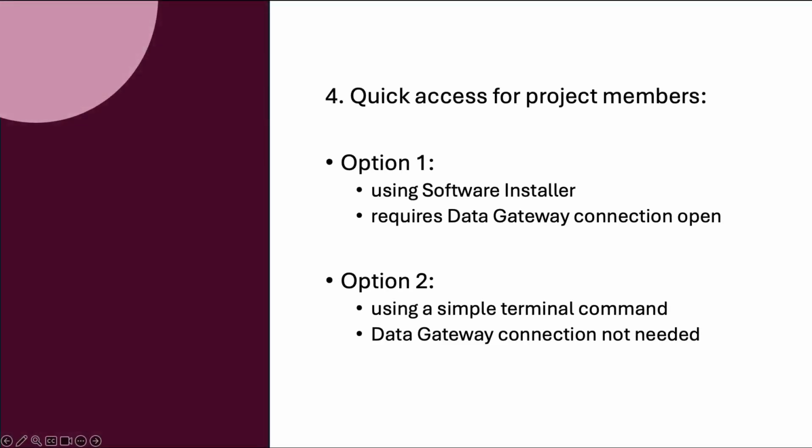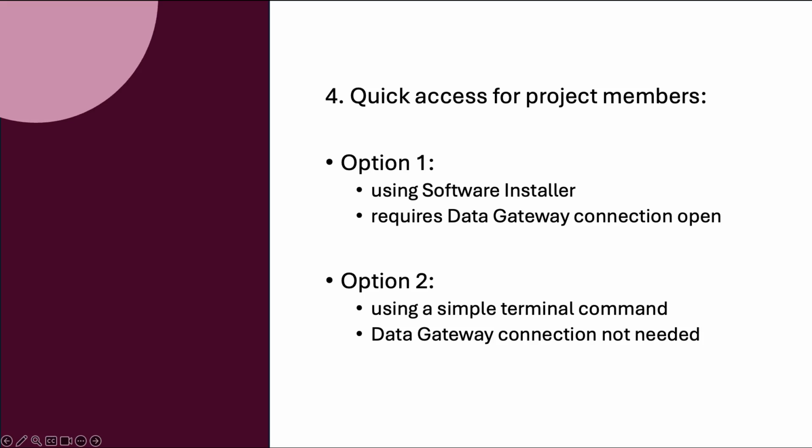The first option is to use the software installer. The project member can follow the same step shown earlier. Open the Data Gateway, copy the installer on the desktop, launch it, and select RStudio. The installer will detect the tool in the shared folder, skip the setup, and automatically create a desktop icon and update the terminal environment.